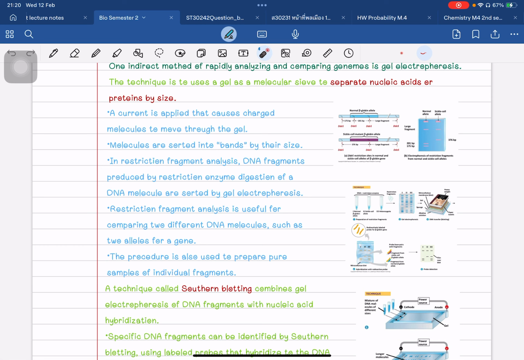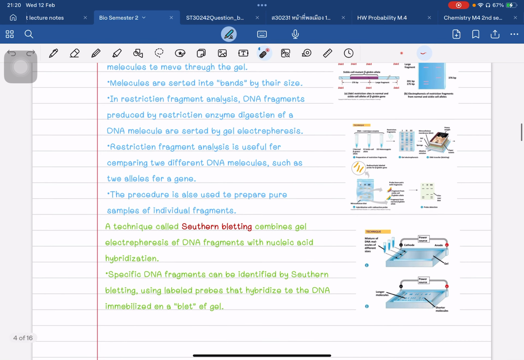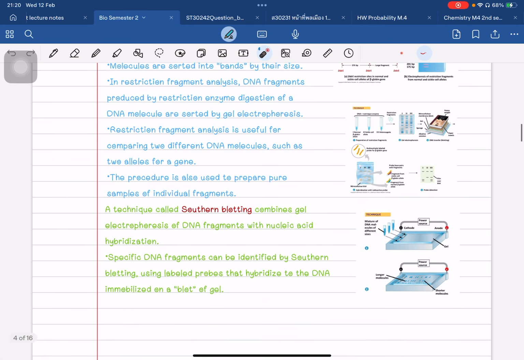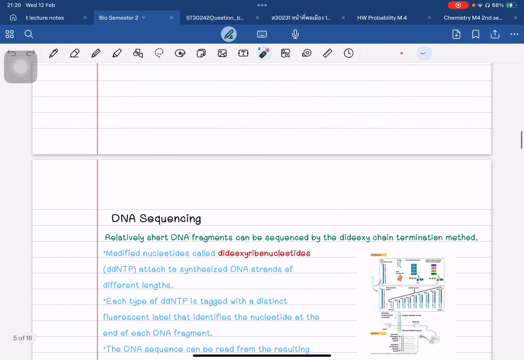The protease is also used to prepare pure samples of the individual fragments. The technique called Southern blotting combines gel electrophoresis of DNA fragments with nucleic acid hybridization. So a specific DNA fragment can be identified by Southern blotting by using labeled probes that hybridize to the DNA immobilized on the blot of the gel.